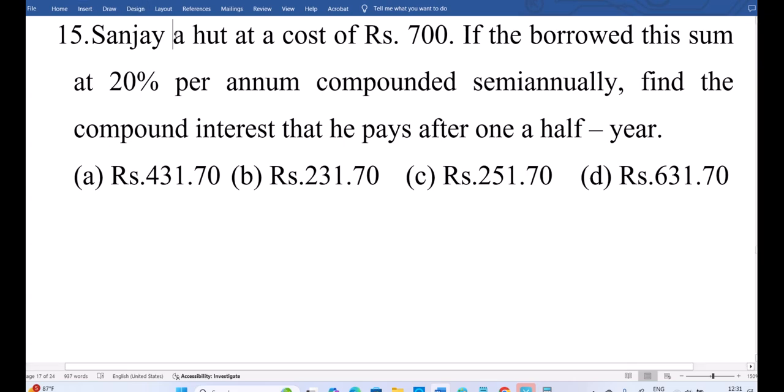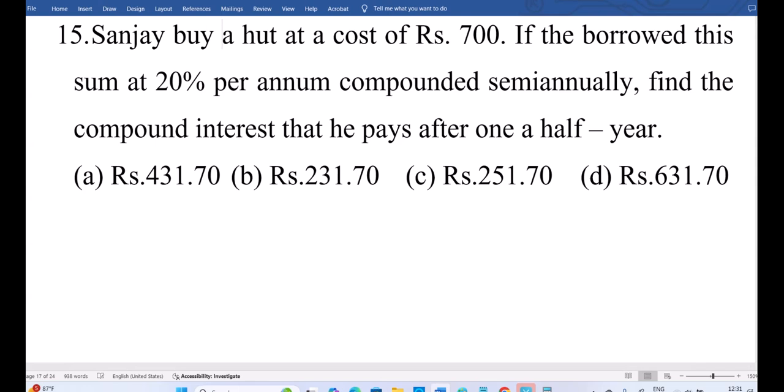Sanjay buys a hut at a cost of rupees 700. There is some mistake. This is borrowed at 20% per annum, compounded semi-annually. Find the compound interest that he pays after 1.5 years. I think it's 1.5 years.